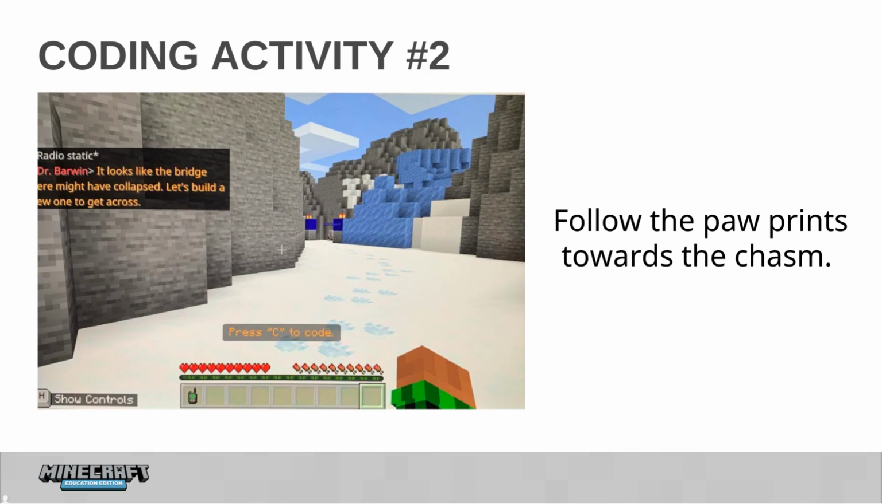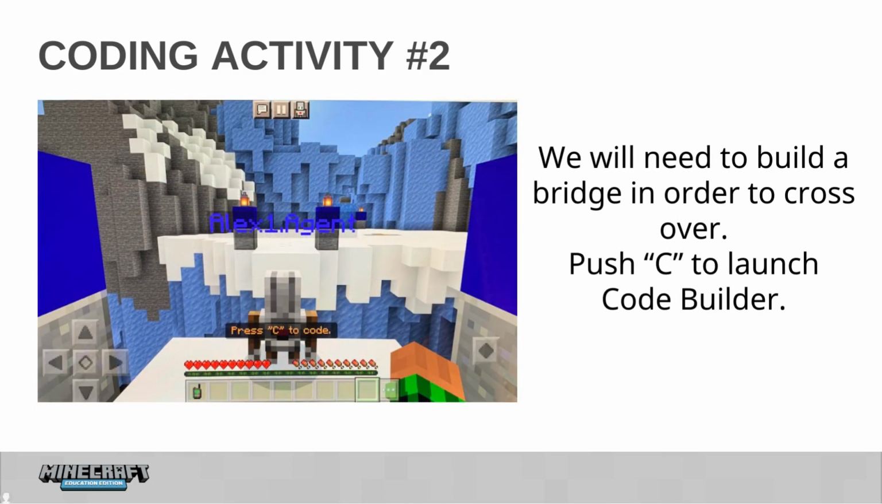Your second coding activity will be to follow the paw prints towards the chasm. We will need to build a bridge in order to cross over. Remember to press C to launch your code builder or press the robot at the top of your screen.